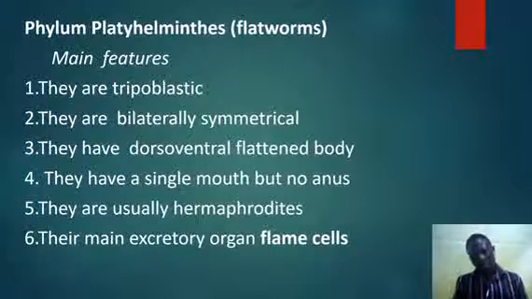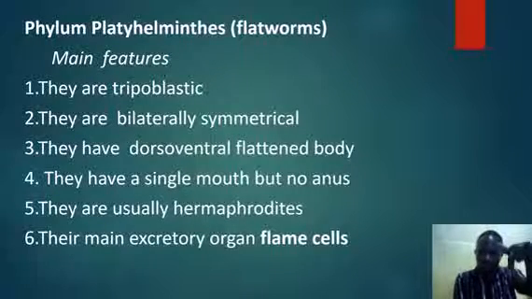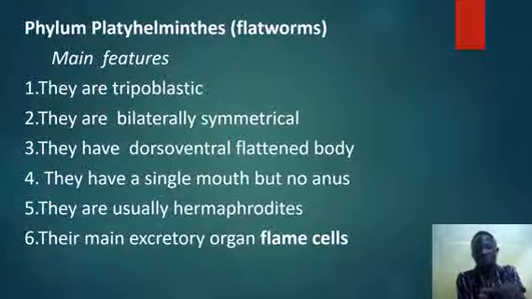The third one is that they are dorsoventrally flattened. When you say dorsoventrally flattened, it means that their dorsal part and their ventral side, the dorsal being the top view and the ventral the belly view, are both flat, like the way a paper looks. So we call them flatworms.